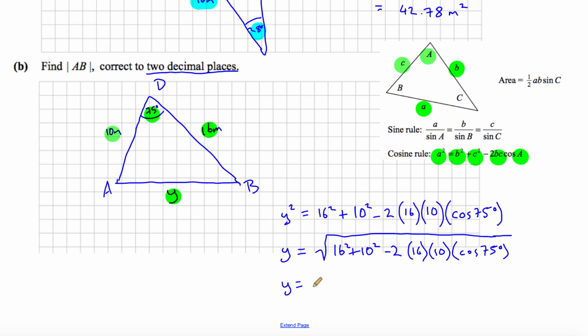You should get a value of, and remember again, your calculator is set to degrees, 16.528, and on it goes. So to 2 decimal places, we look at the 8. Third digit after the decimal. Does this 8 affect the 2 in front? Yes, it does. So y is equal to 16.53. And that's going to be a length that's in meters. So that's the end of question number 5. That's the length of AB.